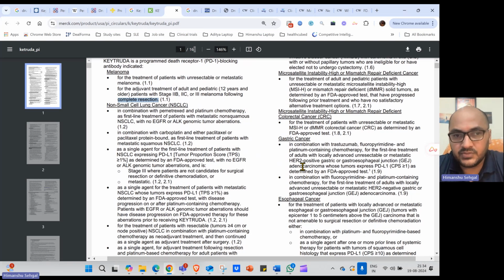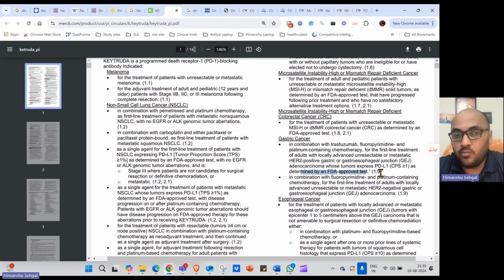See, in gastric cancer, in combination with trastuzumab, 5-FU, platinum containing chemotherapy like cisplatin, carboplatin, those kind of therapies for the first line of treatment in adults with advanced unresectable metastatic HER2 positive. So the biomarker is HER2 positive gastric cancer or gastroesophageal junction cancer, adenocarcinoma, whose tumor expresses. So when we talk about expression, it's biomarker. So when the tumor expresses PD-L1 biomarker, which is determined by the FDA approved test.